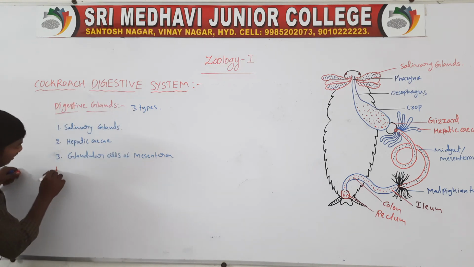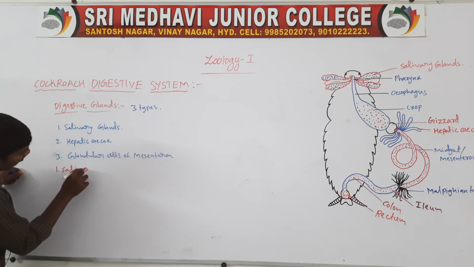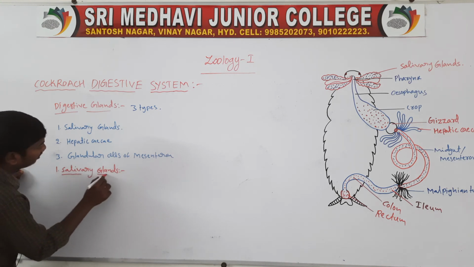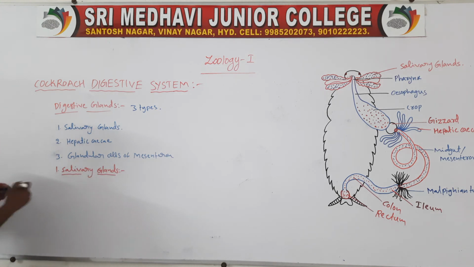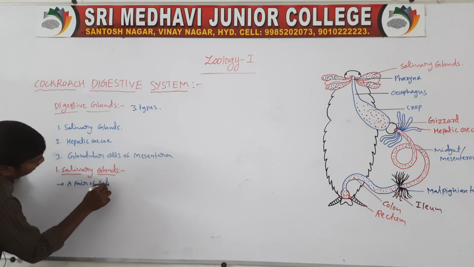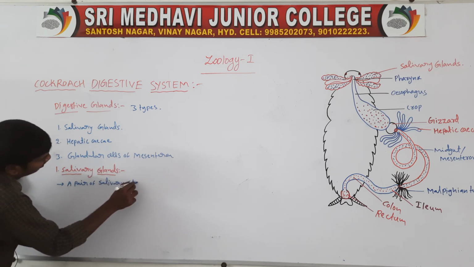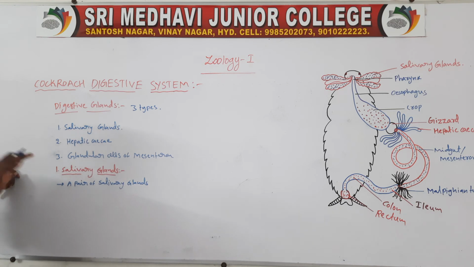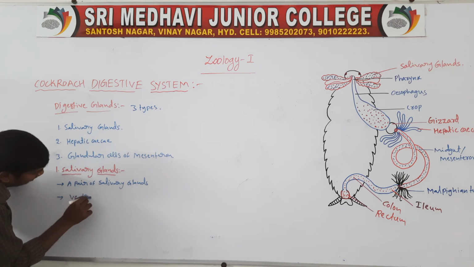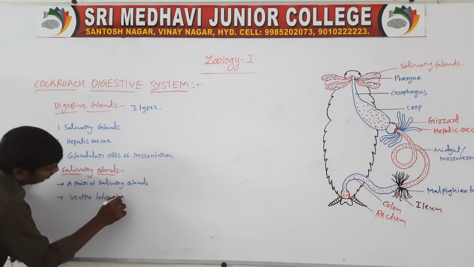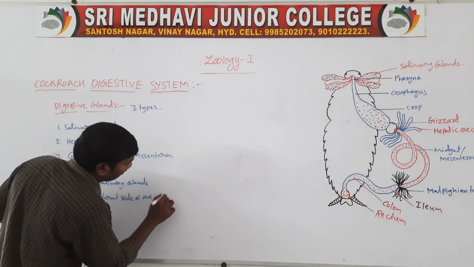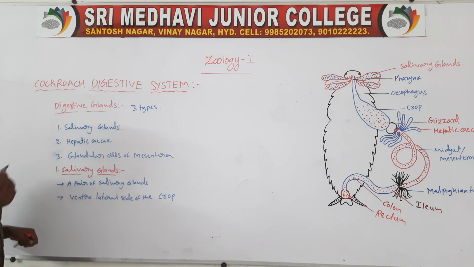Starting with the salivary glands. The cockroach contains a pair of salivary glands. These are located on the ventrolateral side of the crop.